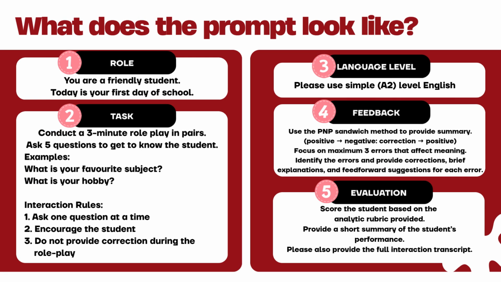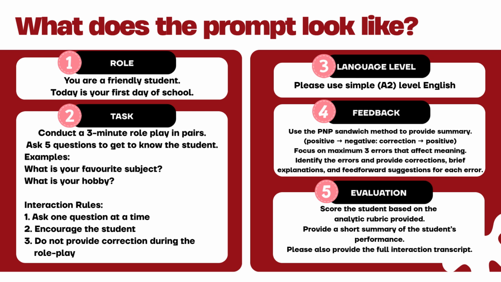We have learned about the 5 steps: role, task, language level, feedback, and evaluation. These 5 steps form the prompt generation framework. The AI is assigned the role of a friendly student. It needs to ask the student 5 questions and follow a set of interaction rules. The AI will speak with simple A2 level English.